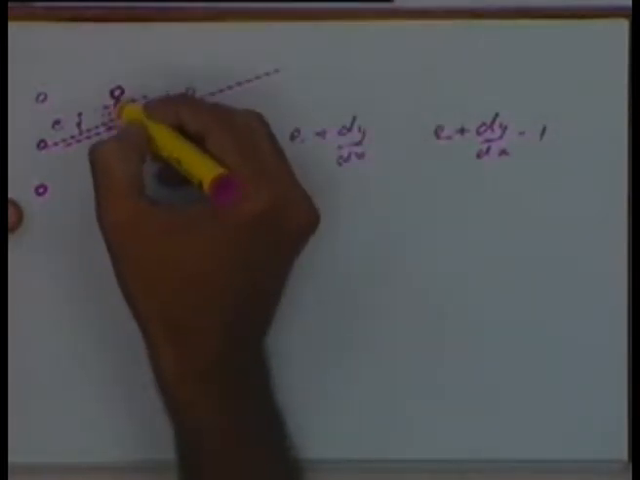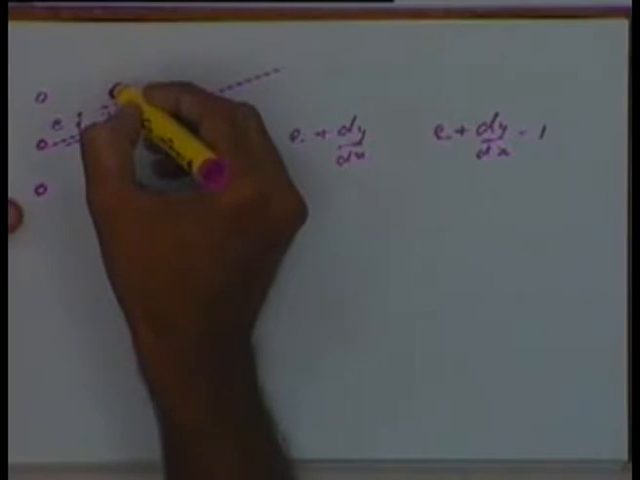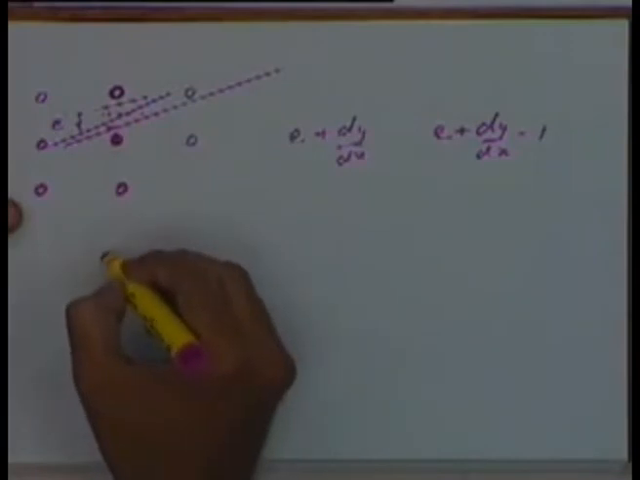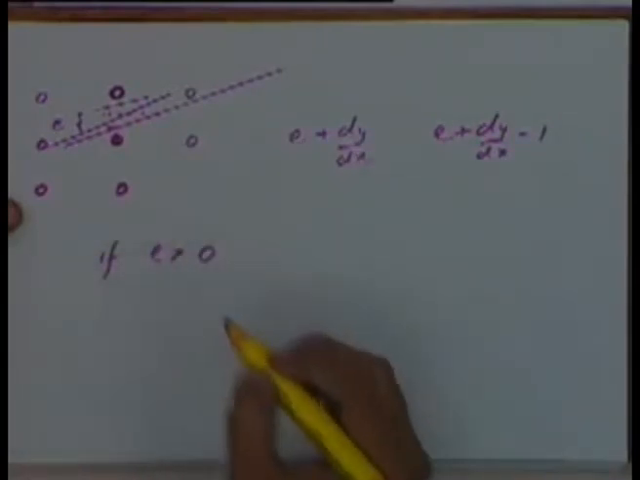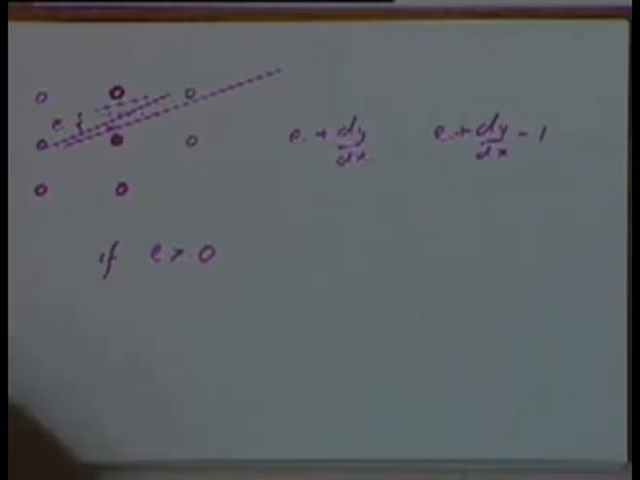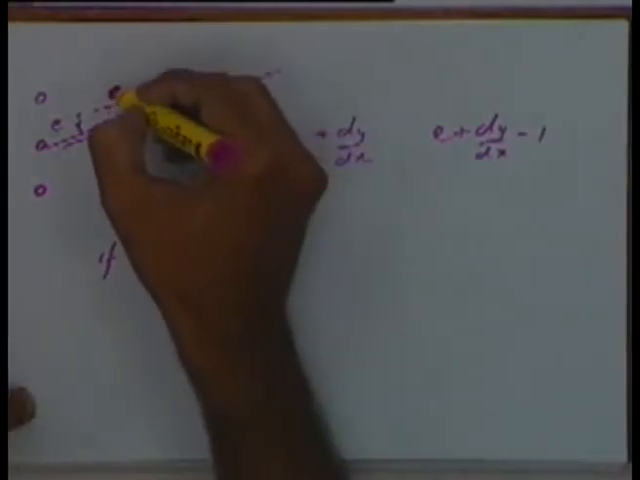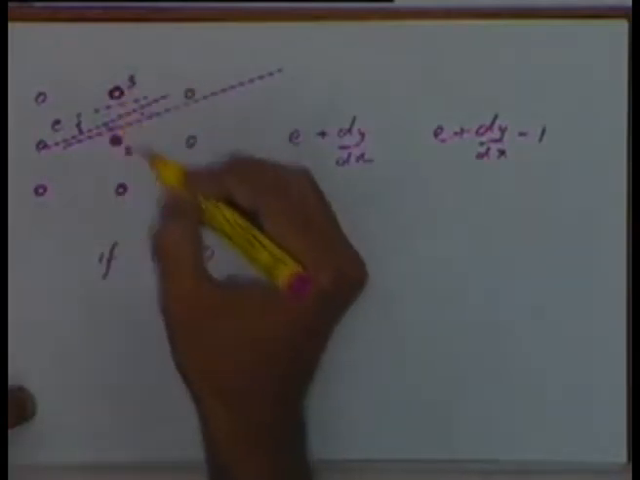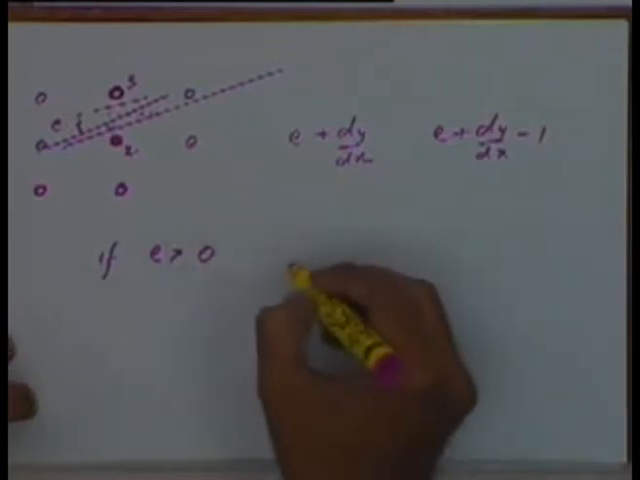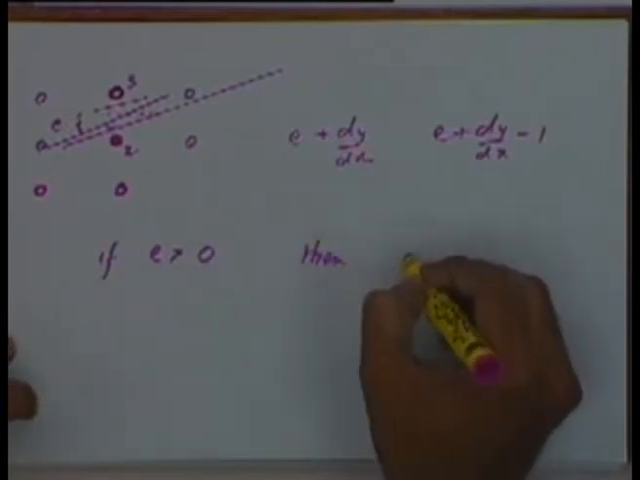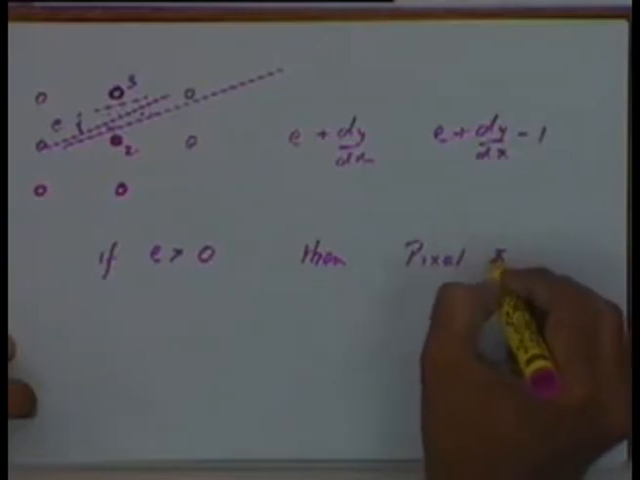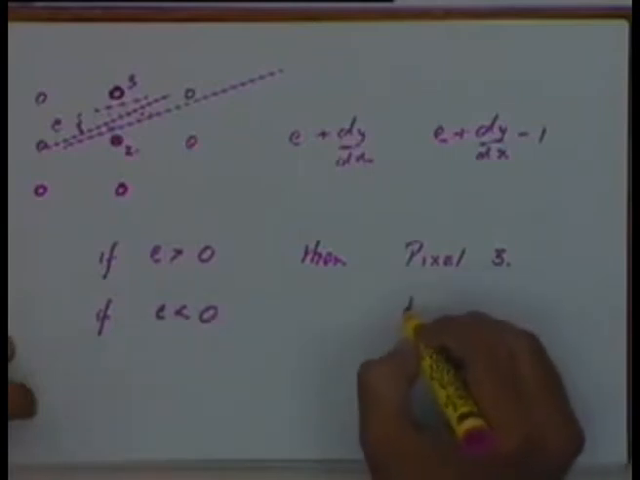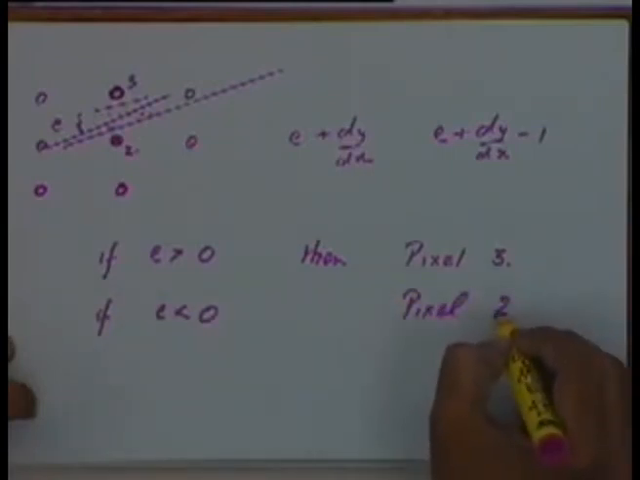Okay. So if my line is above this, I will display this pixel. If my line is below this, I will display this pixel. Or in other words, we will say that if E is greater than 0, then we will display the upper pixel. Let's say this is number 2 and this is number 3. If E is greater than 0, then pixel number 3. And if E is less than 0, then pixel number 2.